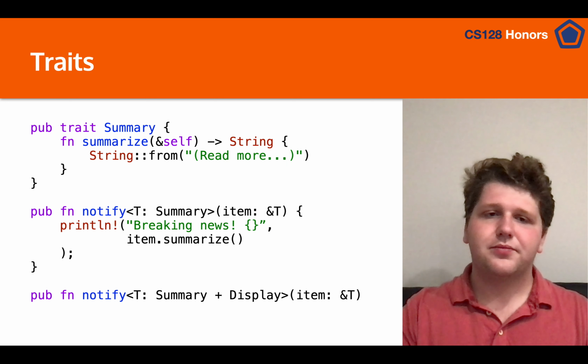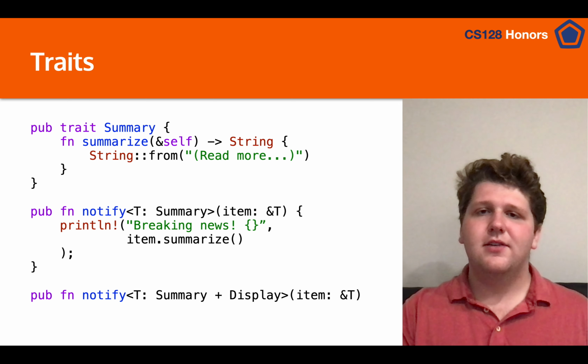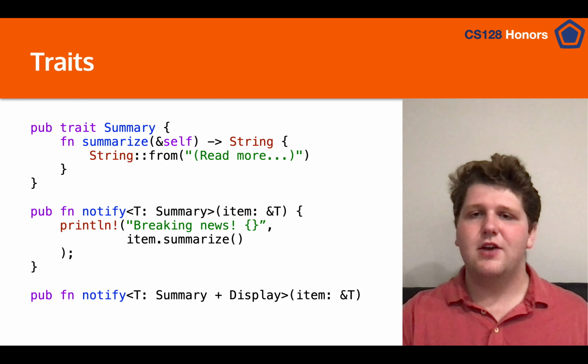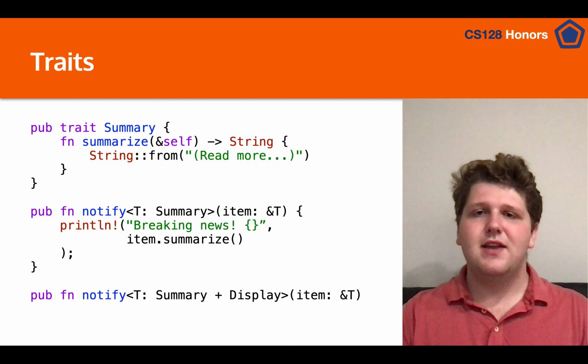Now, we can also provide default implementation for a trait. So for example, what if we want to make sure that traits are able to be used even if we haven't manually provided implementation for something?